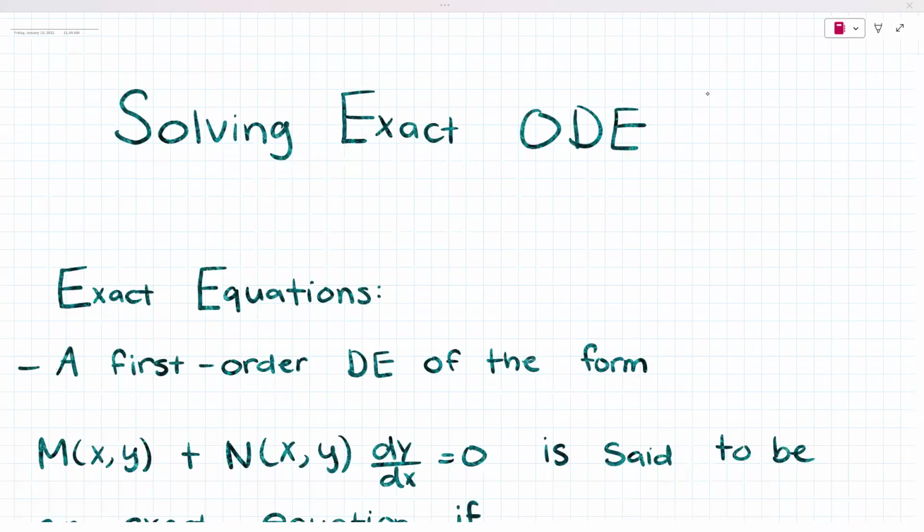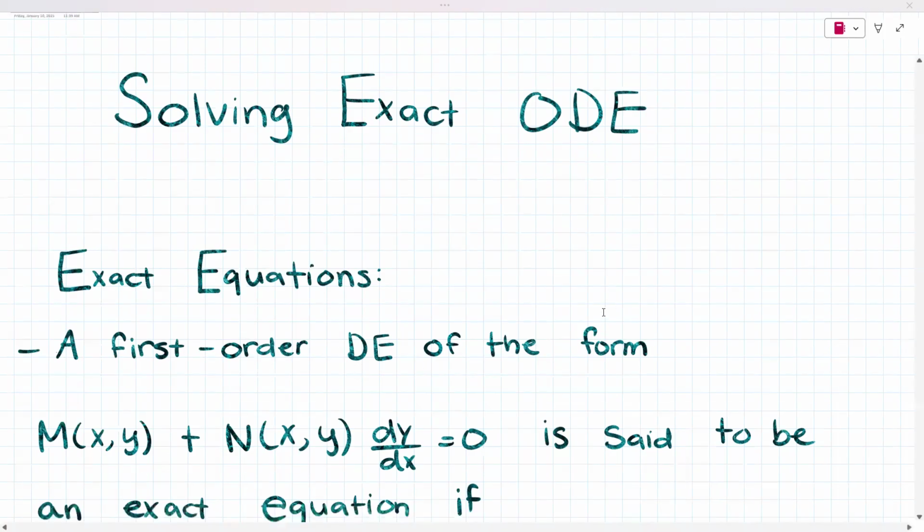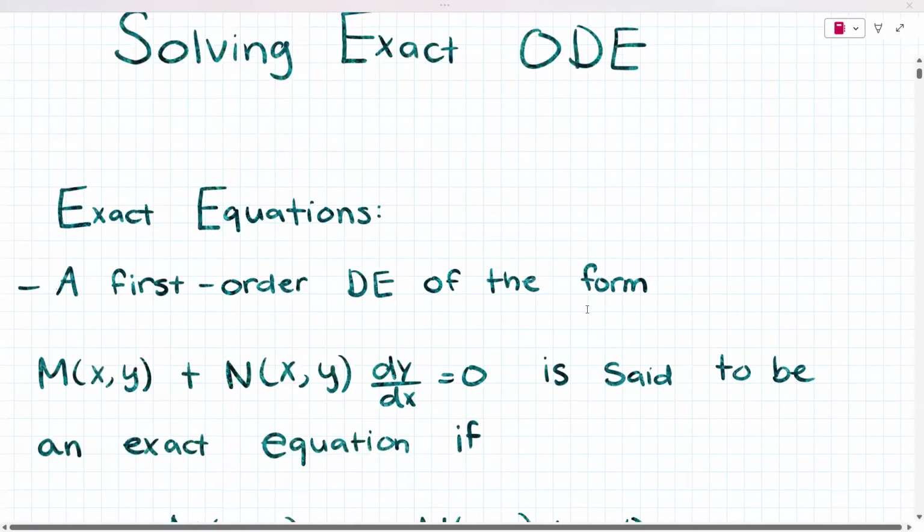Hello, in this video I will do 8 examples of solving exact differential equations. So this is all about solving exact ordinary differential equations, or exact equations. So what is an exact equation?